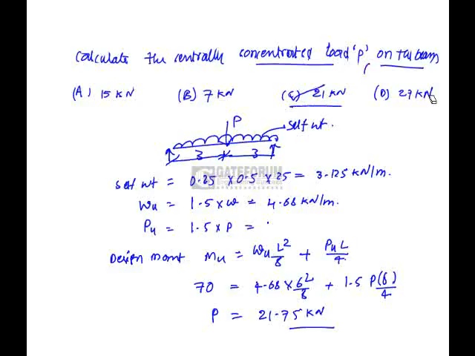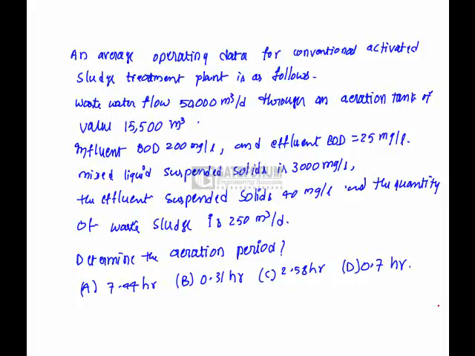And in this question the data is missing: the unit weight of concrete is 25 kilonewton per cubic meter. So option C is correct. Here sufficient data is given, so the questions are going to be simple.